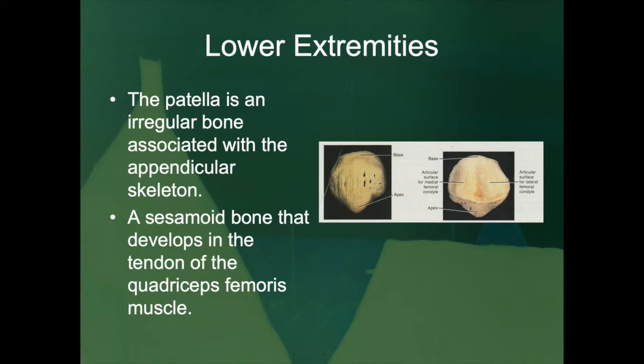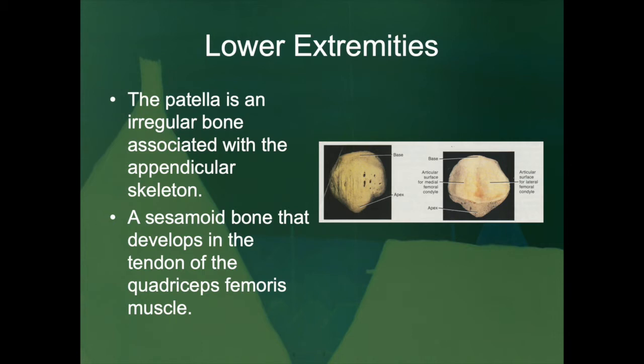In terms of the patella, or the kneecap, this is a small triangular bone that is anterior to the knee joint. We'll be talking about the patella in relation to the knee joint. It is a sesamoid bone that develops in the tendon of the quadriceps femoris muscle. The broad superior end of the patella is called the base. The pointed inferior end is the apex.